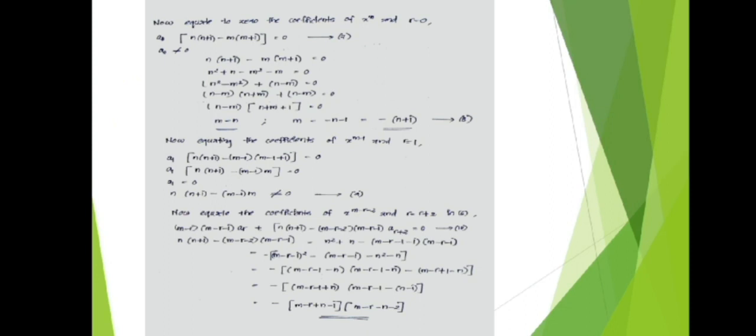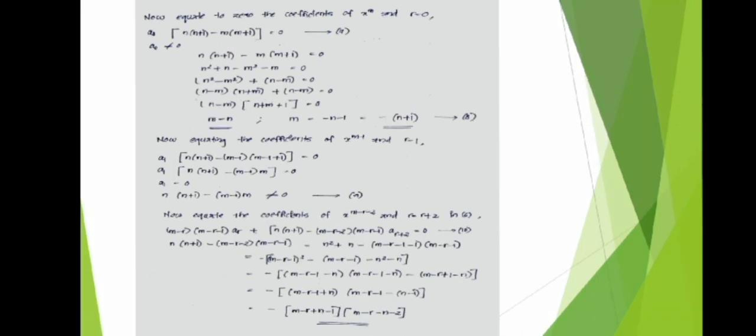Equating the coefficients of x^(m minus 1) by substituting r equal to 1, we get a1 (n(n+1) minus (m minus 1) m) equal to 0. We have a1 equal to 0, and n(n+1) minus (m minus 1) m is not equal to 0, which is marked as equation number 9. Again, equating the coefficients of x^(m minus r minus 2), with r replaced by r plus 2 in equation 6, we get (m minus r)(m minus r minus 1) ar plus (n(n+1) minus (m minus r minus 2)(m minus r minus 1)) ar+2 equal to 0, which is taken as equation 10.